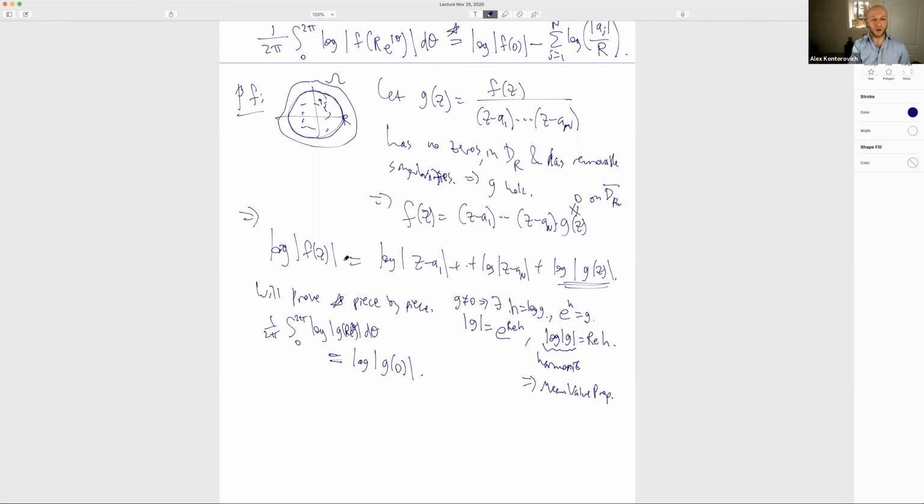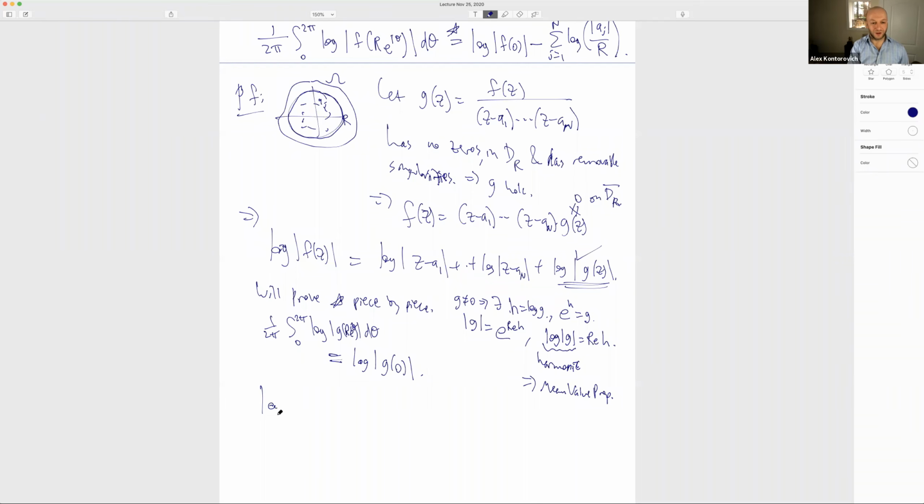Okay, so that captures this formula on the level of at least this contribution. By the way, what is log of f of 0? So we have this formula for a single term, or if you like, if f had no zeros, then this formula would be correct because this sum would be empty.